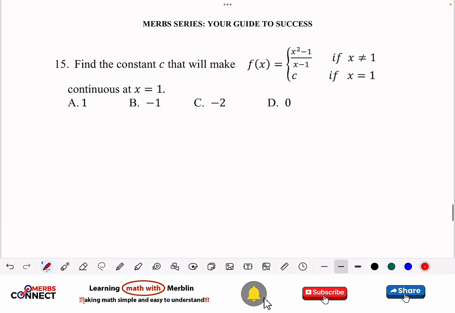Let's look at 15. We want to find the constant c. I think this was the same question that we did in question 1. So try this and also leave your answer in the comment section.